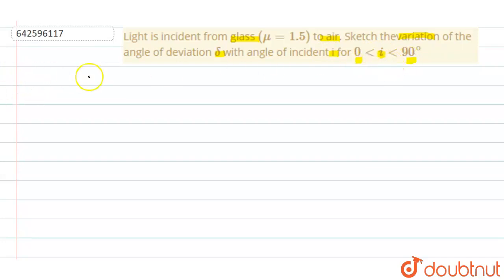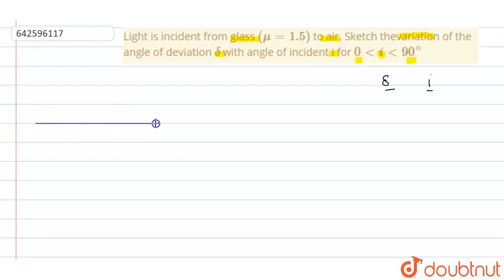So basically what we have to do? We have to draw a graph between delta and I. So if we get the values of delta and I, then it will be easy for us to draw the graph. So let us see the condition. Let the light be traveling from denser medium to rarer medium.